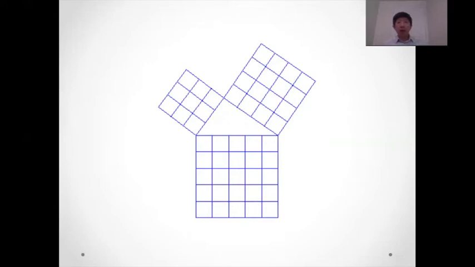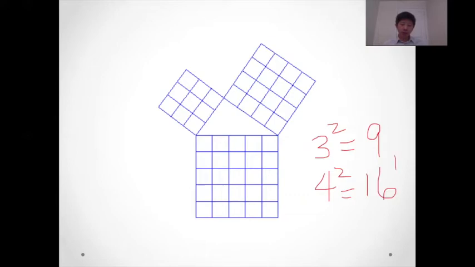So I think when kids learn multiplication, all right, 3 square, they already know is 9. 4 square is equal to 16, right? And then if we add them together, it is equal to 5 square, which is equal to 25, right?